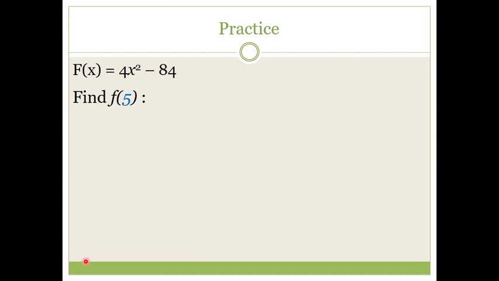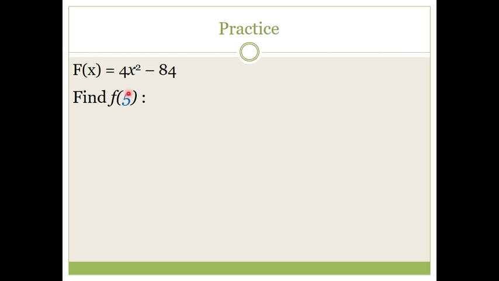All right, so let's evaluate this function. We have that f of x is equal to 4x squared minus 84. And the question is, find f of 5. I saw this in one of your lessons, I think it's lesson 4. Well, this is the same thing as saying, let x equal 5. It's no different than what we were just doing on the previous slide.